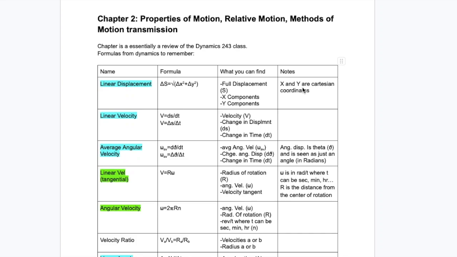So this is chapter 2, properties of motion, relative motion, methods of motion transmission. That's the name of the chapter. All of this is simple. It's basically a reminder of your past classes, your dynamics course as I've written. The review of dynamics as you see here, right?